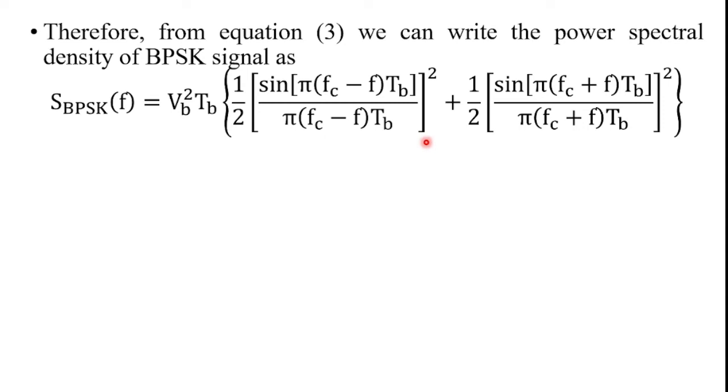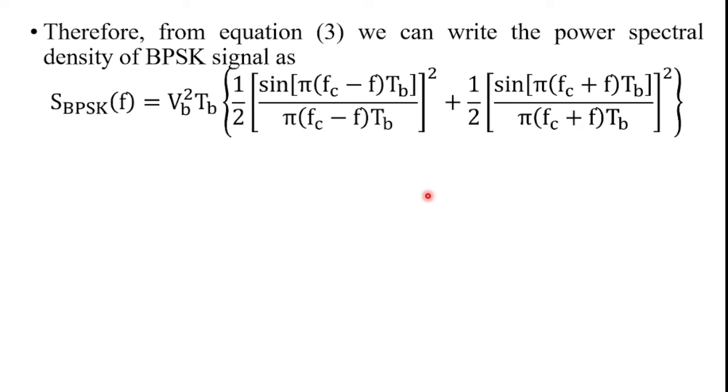It may be noted that this equation consists of two half-magnitude spectral components of the same frequency F, that is, one is the above frequency and the second one is the below frequency. Above frequency means plus Fc and the below frequency means minus Fc.